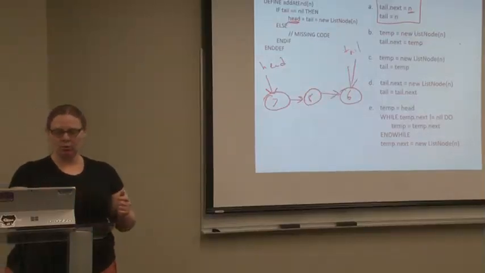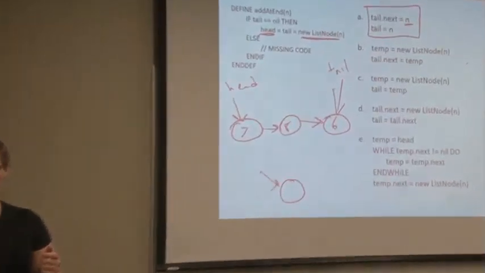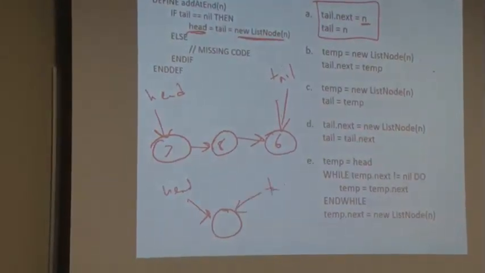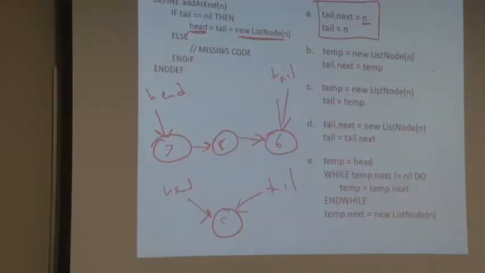So if we just have one node in the list in this example, we just create a single node, and then we point both the head and the tail to that single node that's going to be holding some piece of data.